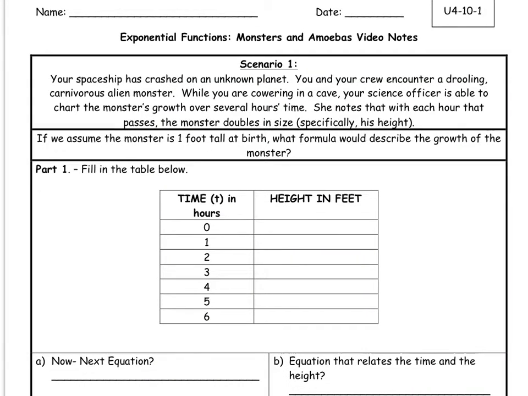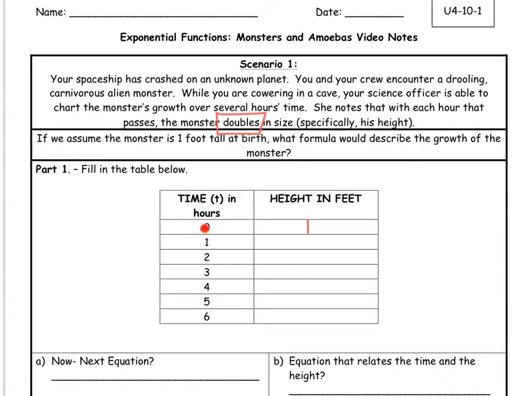Okay, so your spaceship has crashed on an unknown planet. You and your crew encounter a drooling, carnivorous alien monster. While you are cowering in the cave, your science officer is able to chart the monster's growth over several hours' time because she has nothing else to do. She notes that with each hour that passes, the monster doubles in size. Specifically, the monster's height doubles. So if we assume that the monster is 1 foot tall at birth, what formula would describe the growth rate of the monster?